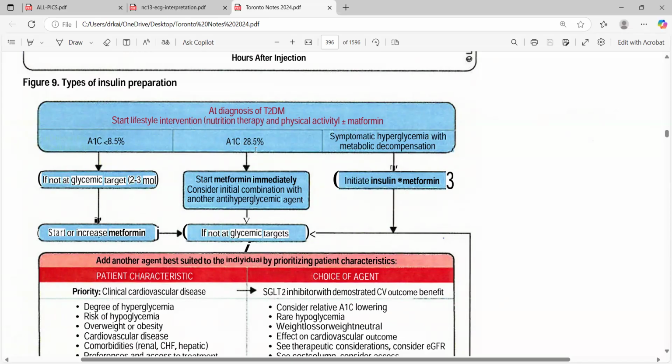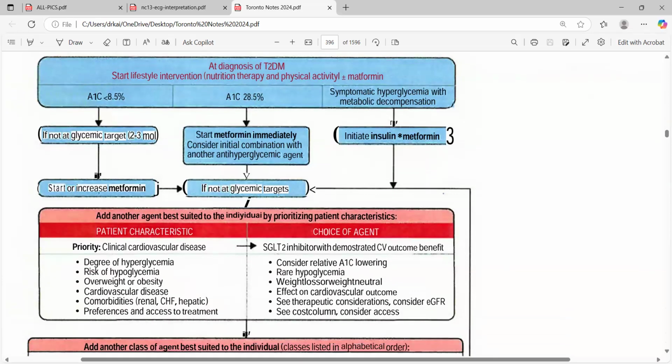But if this is 8.5% or more, then start metformin immediately, and initial combination with another anti-hyperglycemic. So usually we go for the gliclazide. That's how our practice works, but you can see which one is best for them. Then in the hyperglycemic with metabolic decompensation, those ones we go for insulin along with metformin. If not at the glycemic targets, then add another agent best suited to the individual, prioritizing the patient characteristics.